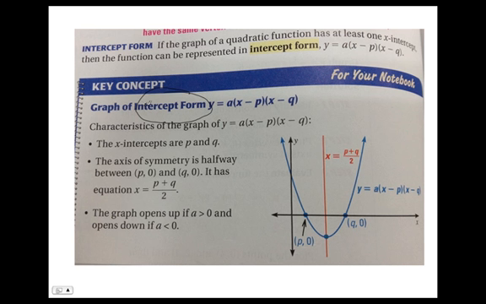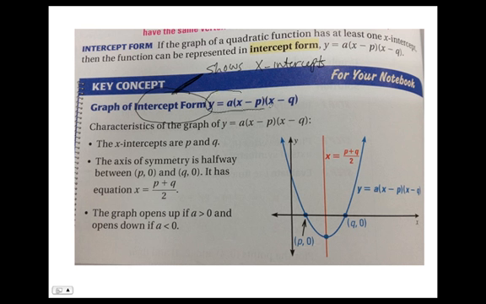Why is it called Intercept Form? Because what this form shows you is the X-Intercepts. Some people might think it's just one, but actually it's the X-Intercepts. So you might want to put that. Shows the X-Intercepts.